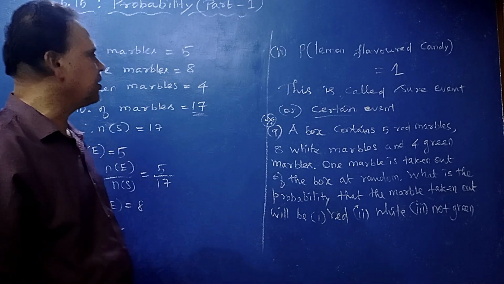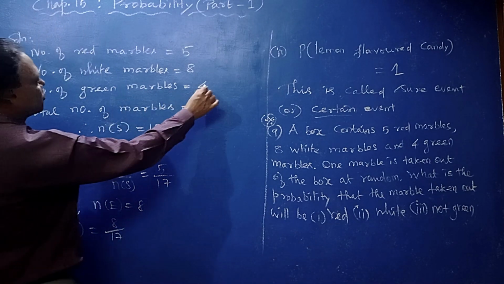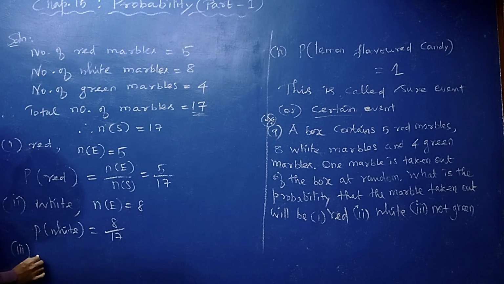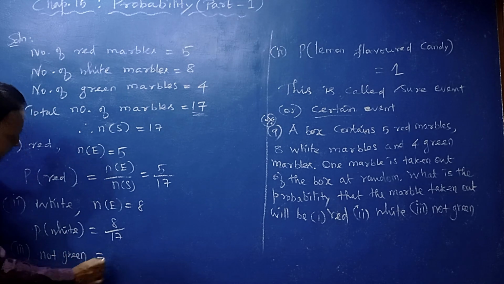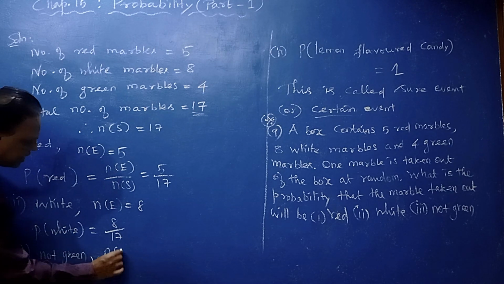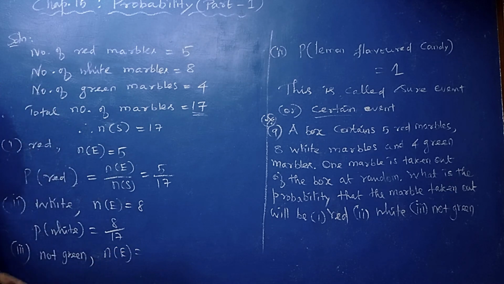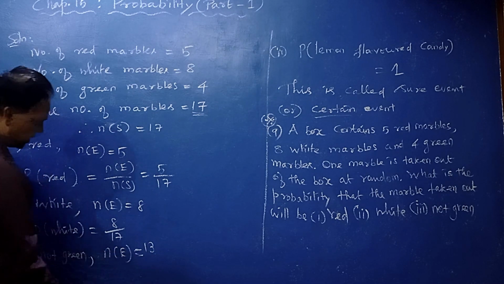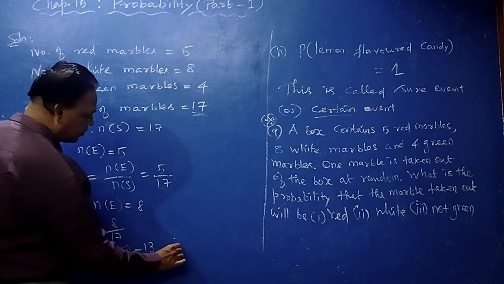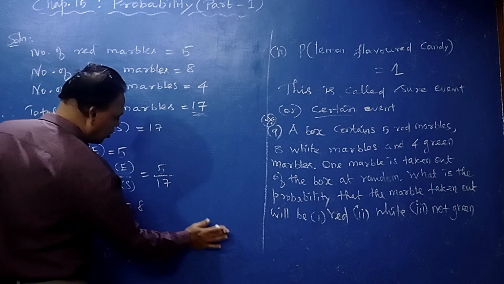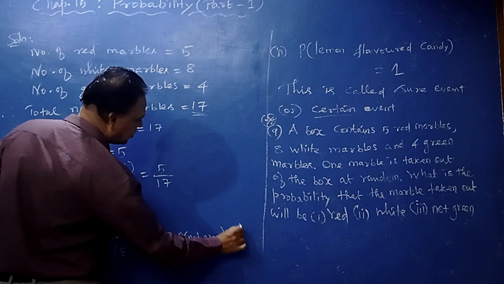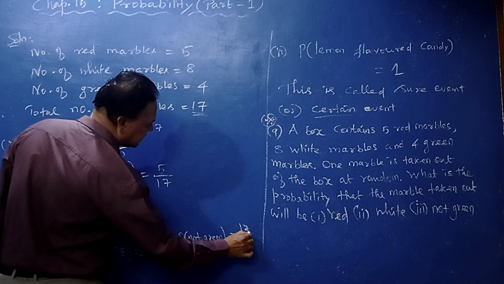Then not green. Green is how much? 4. So these two add, that's all. That is 13. So for not green, n of E is 13. Therefore, P of E equals 13 by 17. The probability of not green is 13 by 17.